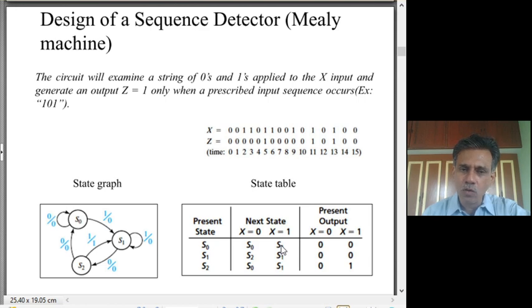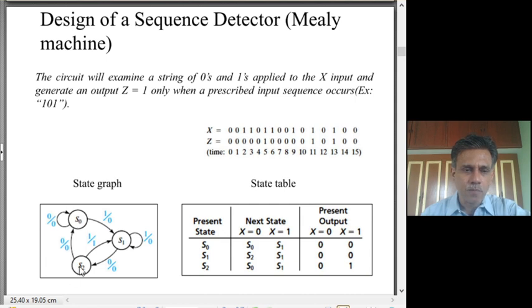And we can also write out the output. For S0, when the input is 0, the output is 0. When the input is 1, the output is also 0, which is again given here. Coming to the state S1, for an input of 0, we go to S2. When the input is 1, we remain in S1. In both cases, we output only 0.